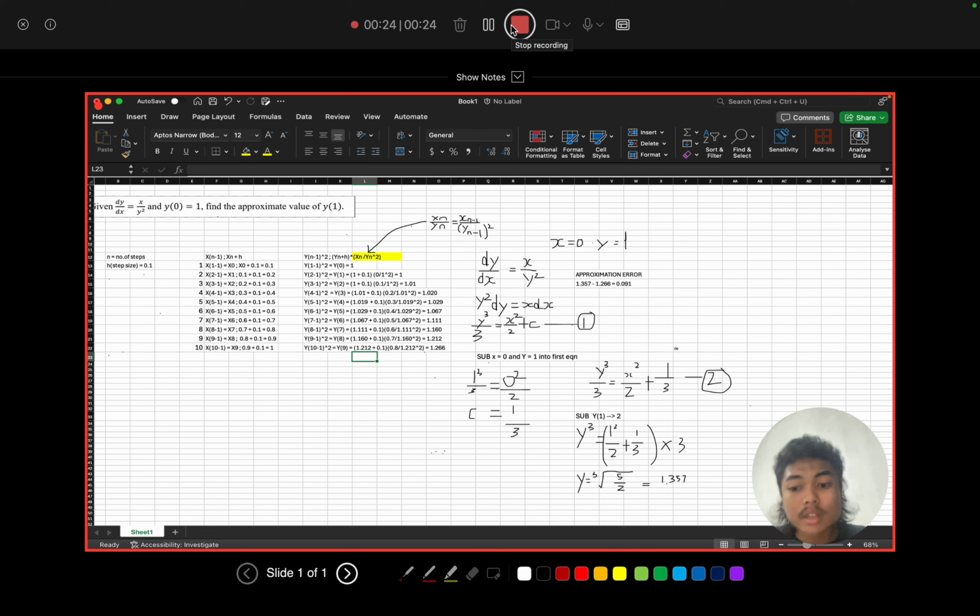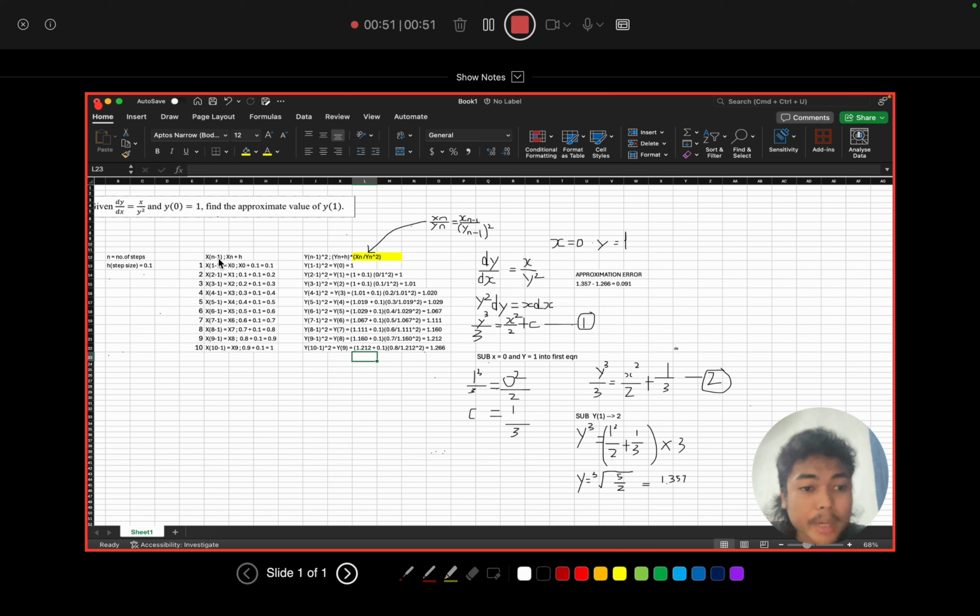Okay, so in this case, how do you begin the Euler's method? What you need is the differential equation, which is dy over dx equals x over y squared. And then you are given the initial condition, which is y(0) equals 1. All right, so to begin, what you need to do is use the equations I made over here.